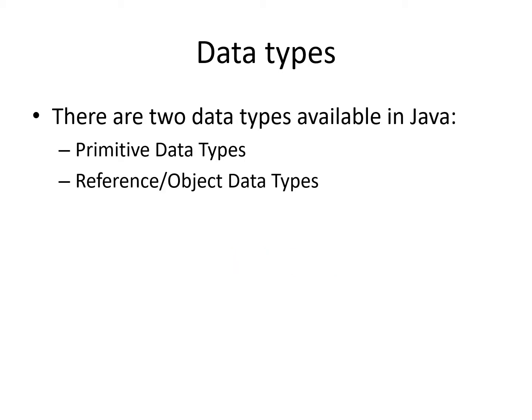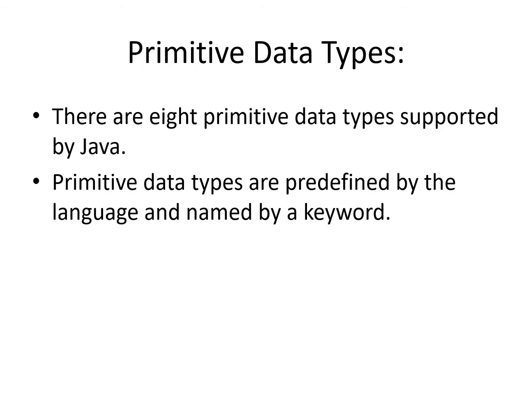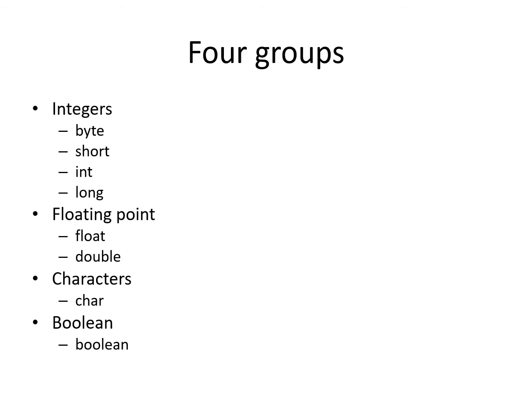Data types in Java. There are two data types available in Java, primitive data types and reference or object data types. There are 8 primitive data types supported by Java. Primitive data types are predefined by the language and named by a keyword. The 8 primitive data types are classified into 4 groups: integers, floating point, character, and boolean.